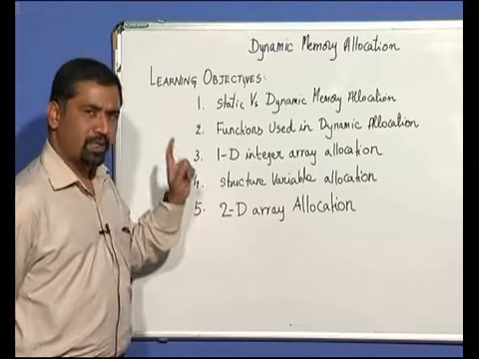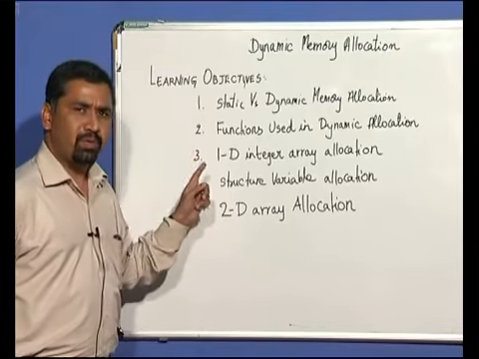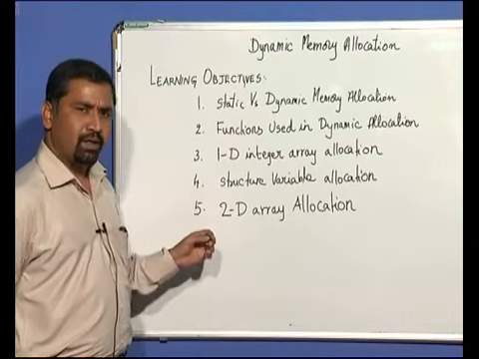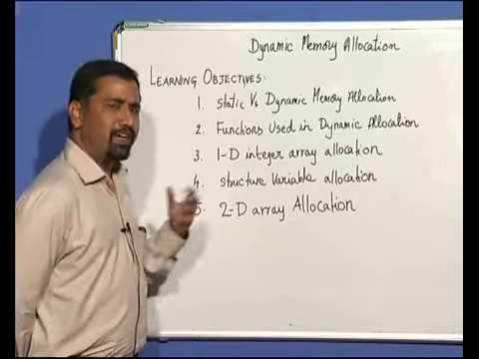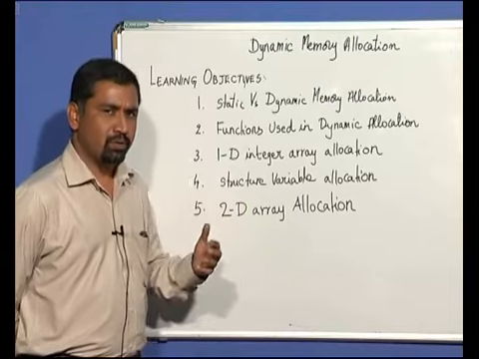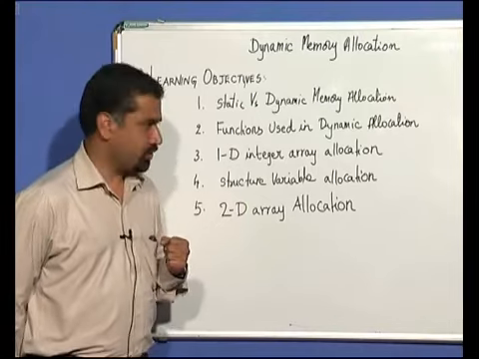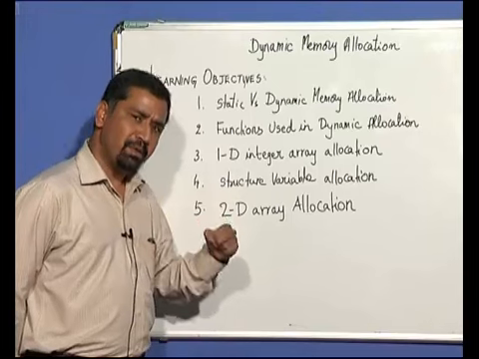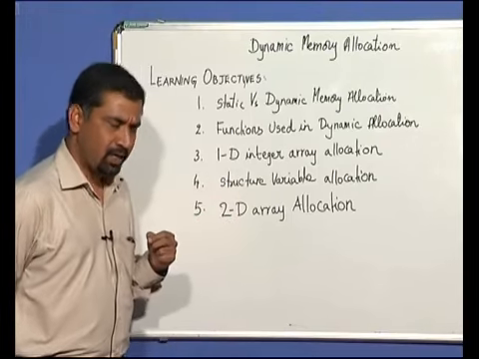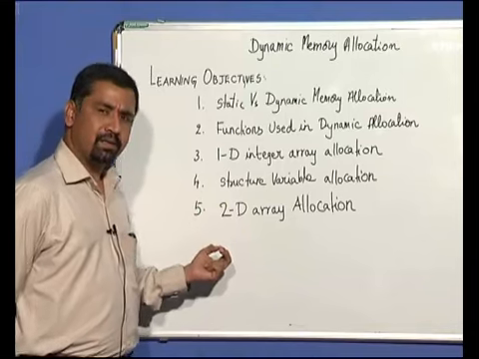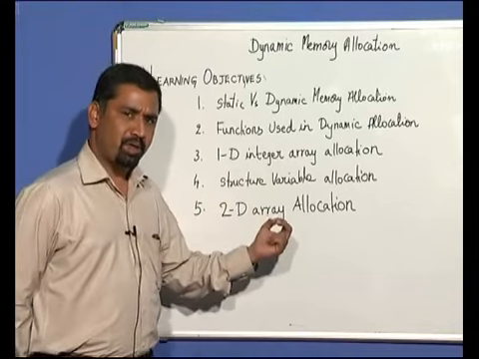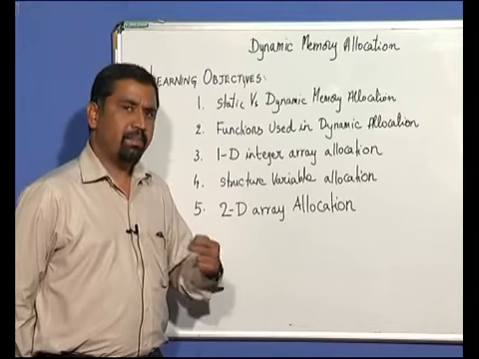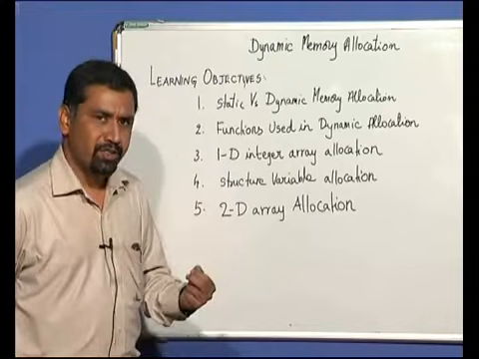That is, first to begin with, we would like you to be able to distinguish between what is static and what is dynamic memory allocation, and then we will familiarize you with the functions that are actually used in order to carry out this dynamic memory allocation. And then as an example, we will try to allocate memory dynamically for a one-dimensional integer array, and then also as an example we will see how we dynamically allocate memory for a structure variable, and then finally we will see how we can allocate memory dynamically for a two-dimensional array.